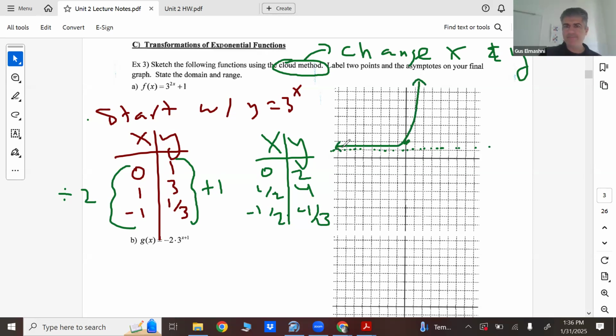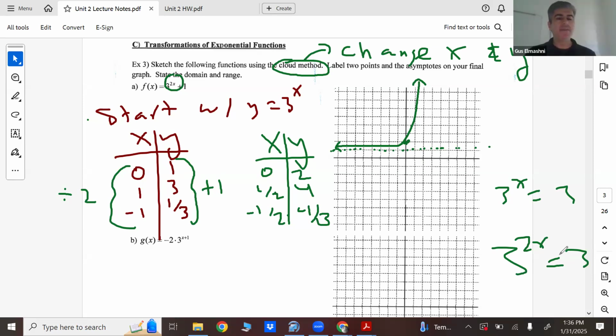There you go. What's the reason you divide the x by 2? That's because in order to guarantee the same output as 3 to the x. For example, if I plug in 1, I get 3. What do I have to plug in for x to guarantee the same output? Half. Half of it, yeah. That's why it gets compressed. You have to reduce x by half. That's why it seems to be counterintuitive.